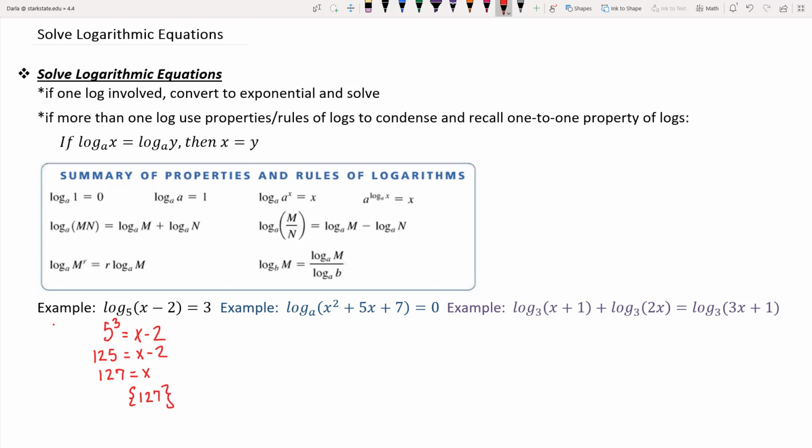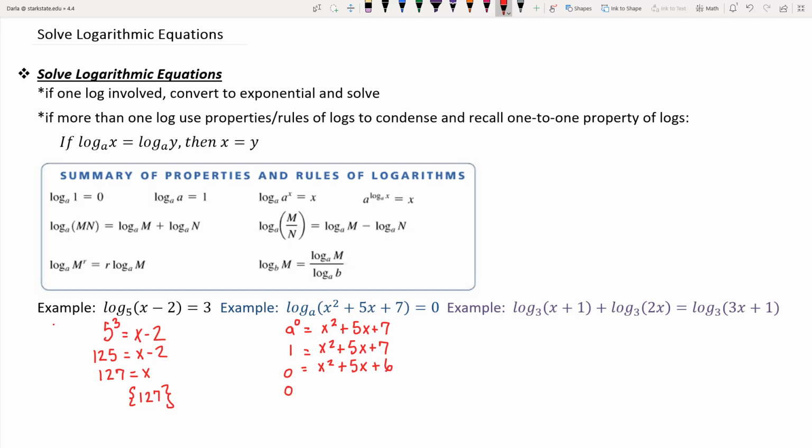In our next example, again you have a single logarithm, so you can go straight to converting. So you have your base a raised to the 0 power equals what you're taking the log of, which is x squared plus 5x plus 7. Use your property that a to the 0 is 1 equals x squared plus 5x plus 7, and then whenever you're solving a quadratic, pull all of your terms to one side, so subtract 1 from both sides in this case, and you're left with x squared plus 5x. If you subtract 1 from 7, you're left with 6.